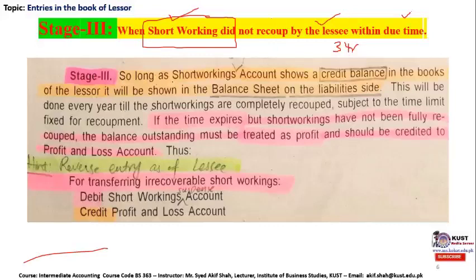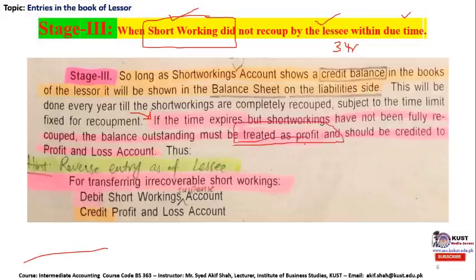So what kind of journal entry needs to be done in the books of account of the lessor in that case? Another way around, I can say: where to transfer the short working suspense account balance which is being shown on the balance sheet of the company. So long as the short working account shows a credit balance on the books of the lessor, it will be shown in the balance sheet on the liability side. However, as we can see highlighted in pink, if the time expires but the short working has not been fully recouped, the balance outstanding must be treated as profit of the company.